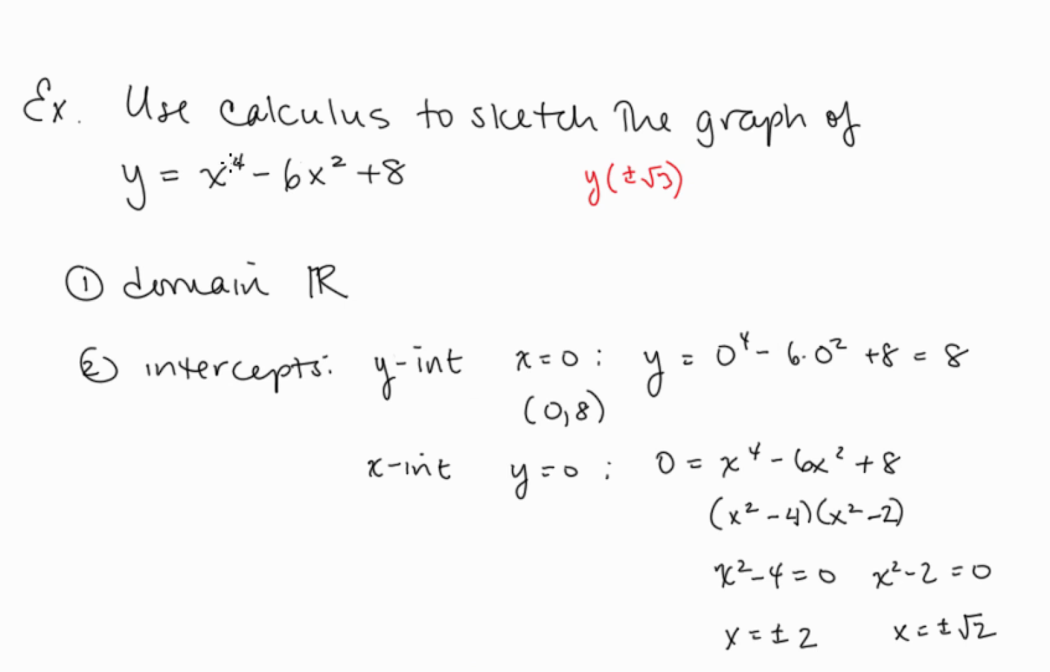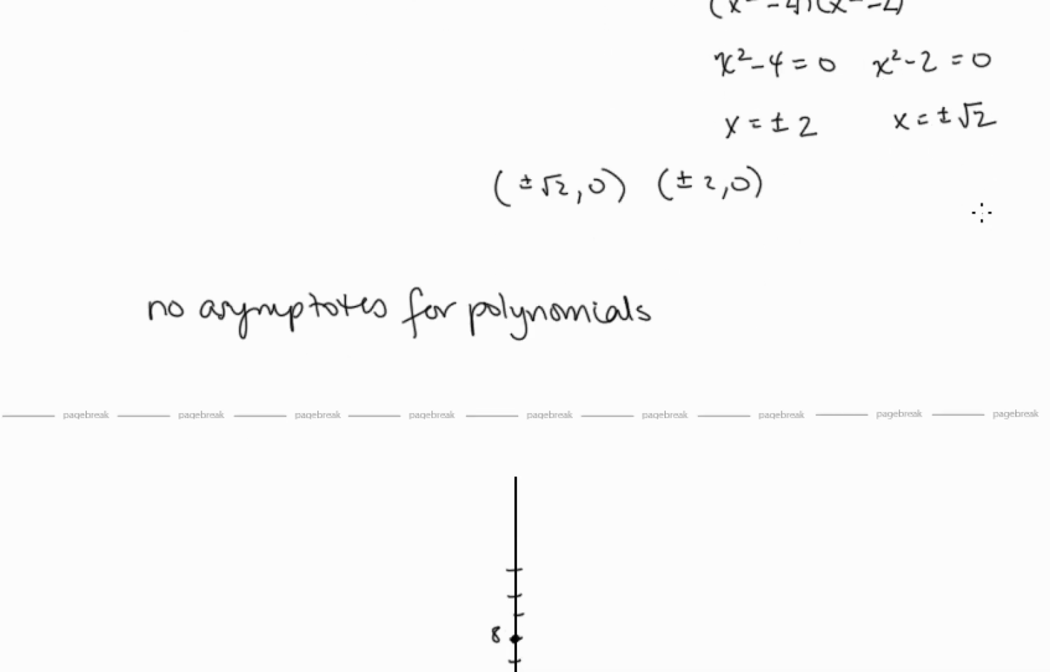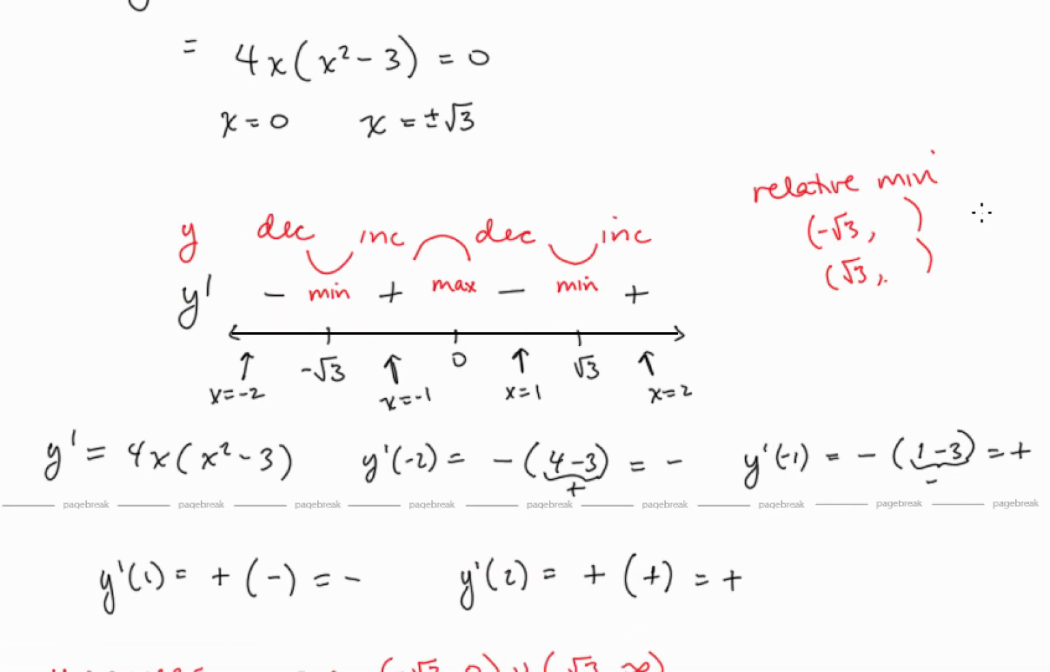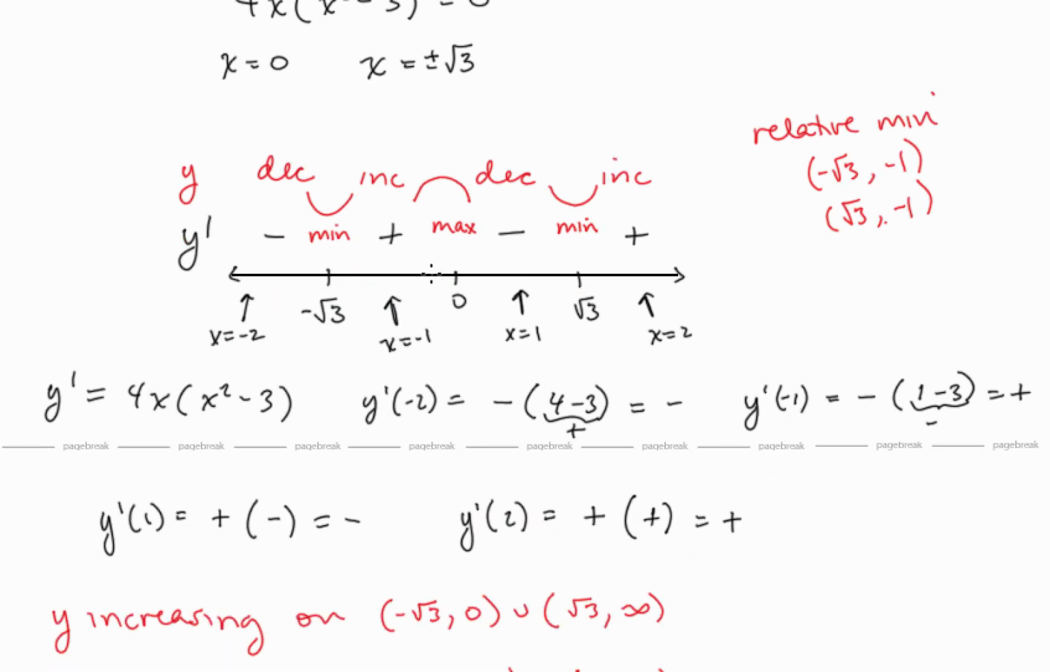Because we have even powers only here, it doesn't matter if we're looking at positive or negative radical 3, we'll end up with the same y value. So radical 3 to the 4th is 9, minus 6 times 3, plus 8. That's 9 minus 18 is negative 9, plus 8, that's a negative 1. So these y coordinates here are both negative 1. And we have a relative max at x equals 0. That point is already plotted on our graph because it's one of our intercepts, right?